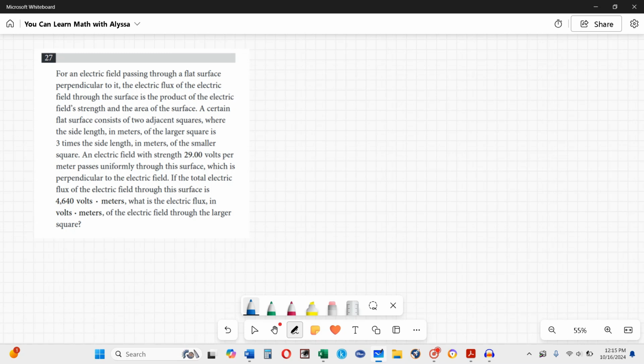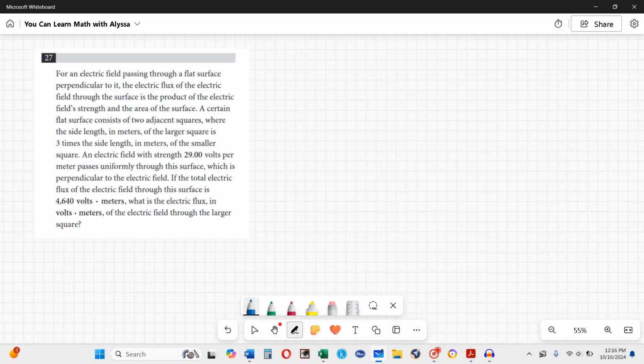A certain flat surface consists of two adjacent squares where the side length in meters of the larger square is 3 times the side length in meters of the smaller square. An electric field with strength 29 volts per meter passes uniformly through this surface, which is perpendicular to the electric field. If the total electric flux of the electric field through the surface is 4,640 volt meters, what is the electric flux in volt meters of the electric field through the larger square?